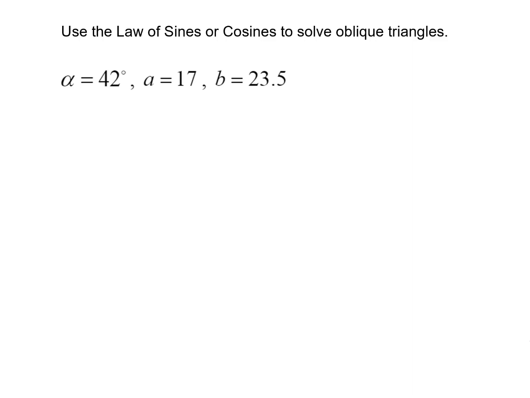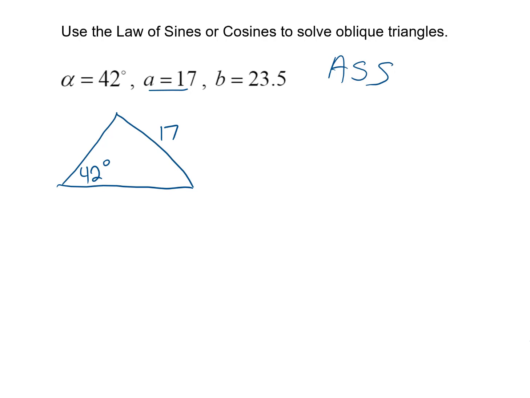We need to use the law of sines or cosines to solve an oblique triangle. And if we look at this one, it looks like we've got angle, side, side. And let's go ahead and put in the pieces. So alpha is 42, which means A, the side opposite it, is 17.